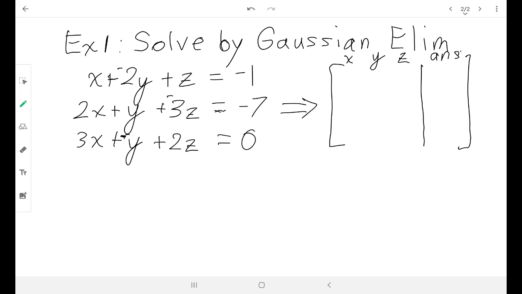So for the first column, all the x's, the first coefficient is 1, the next is 2, the next is 3. In the y's, it's -2, and then 1, and then -1. This, by the way, is the main reason that I changed all the minuses to plus negative, so I would make sure that I would write all the numbers positive and negative correctly. So in the z's, we got 1, -3, and 2, and then my answers are -1, -7, and 0.